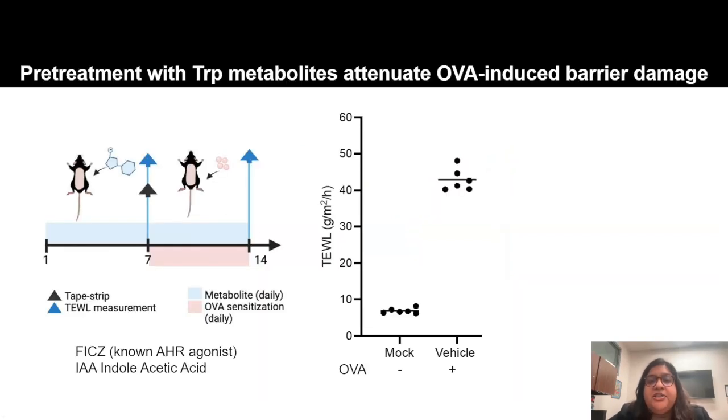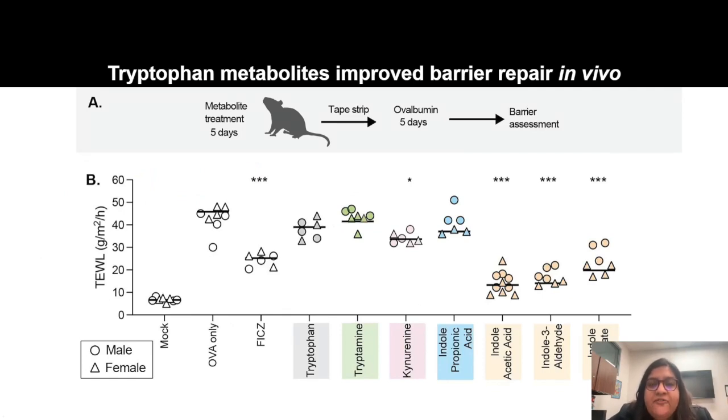As a control, this is how such an experiment would look: a mock control, where we do not have any ovalbumin, shows no particular change in barrier, but when there is ovalbumin, we see a worse barrier condition. So now with this readout, we could measure if the tryptophan metabolites attenuate the ovalbumin-induced barrier damage. What we found is that a variety of tryptophan metabolites improved barrier repair in vivo, but again the ones in this indole acetic acid axis did it to the best level.